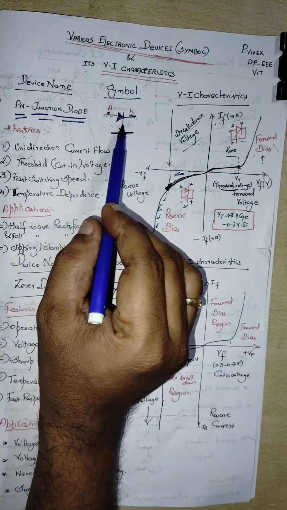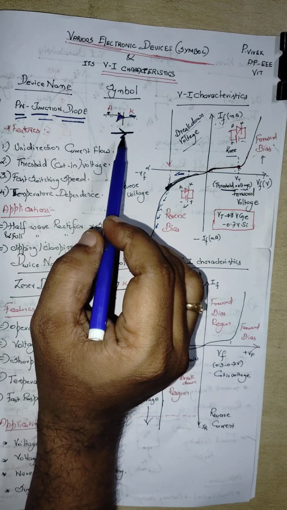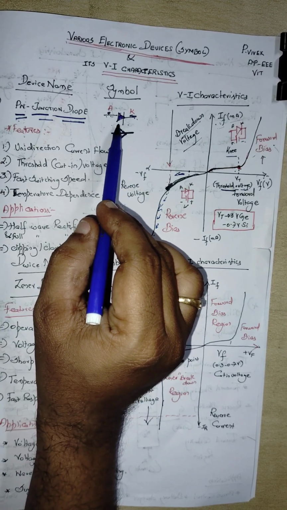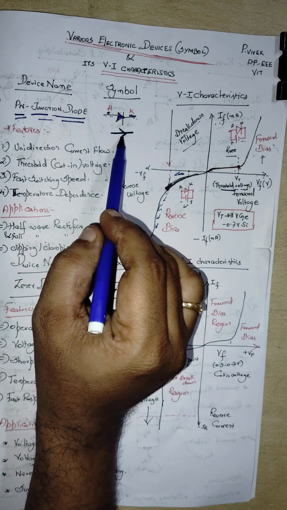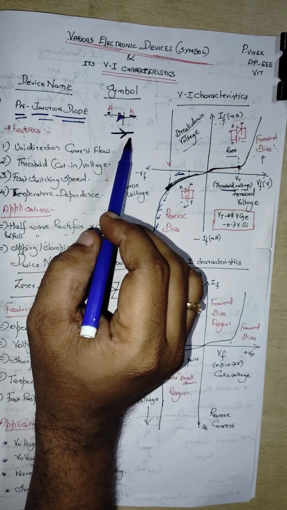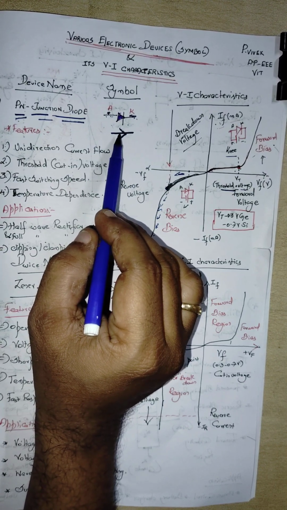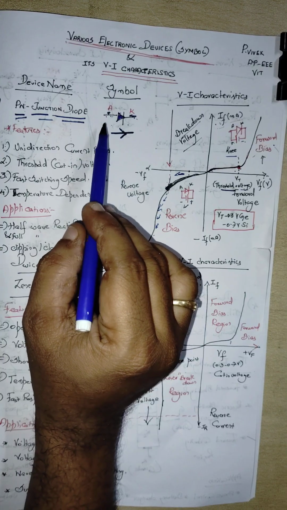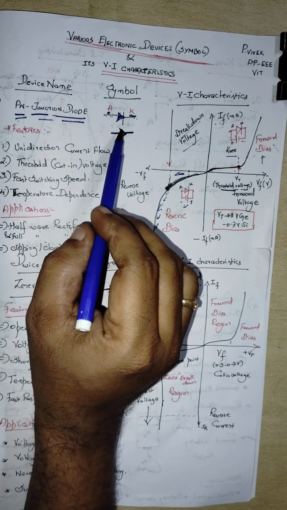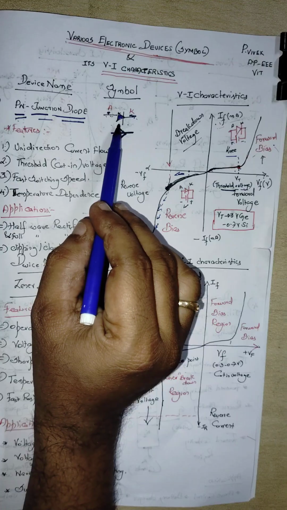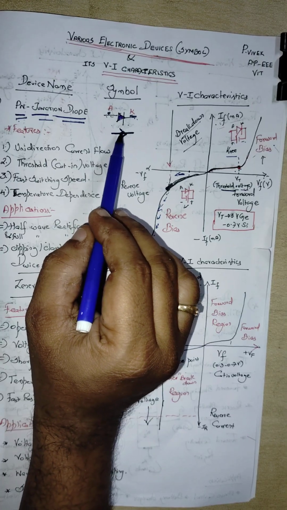This is the symbol of the PN junction diode. Here the symbol represents nothing but the arrow mark. So it means the PN junction diode is a unidirectional device, so that the current will flow in only one direction. That's why its symbol looks similar to an arrow mark.